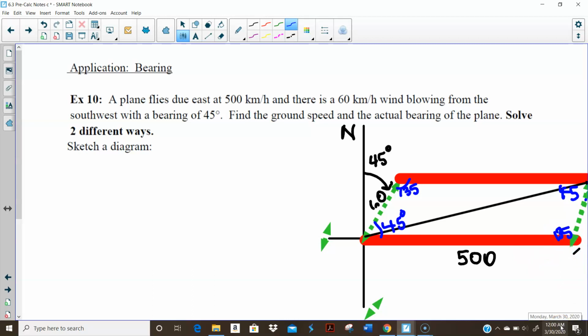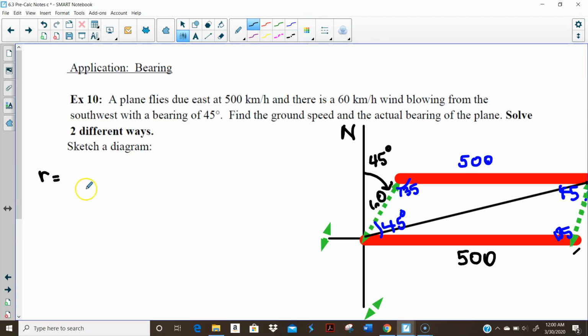So now what we're going to use is side angle side to find the resultant. So we're looking for this diagonal line. We know that this side of the parallelogram is also 500. So we have 60 as a side, we have the angle of 135, and we have 500 as a side. So let's go ahead and figure out what the resultant is.